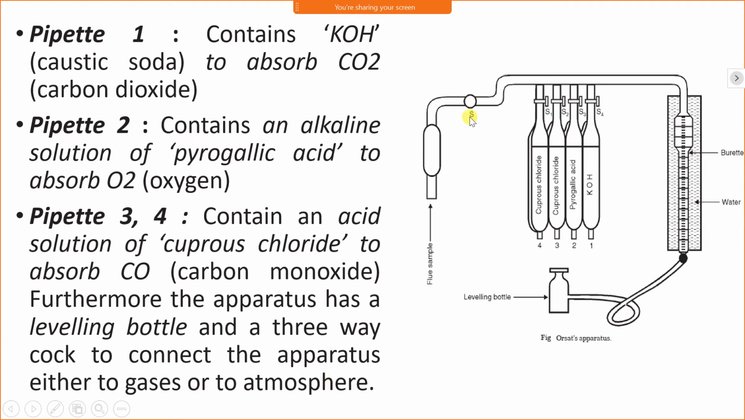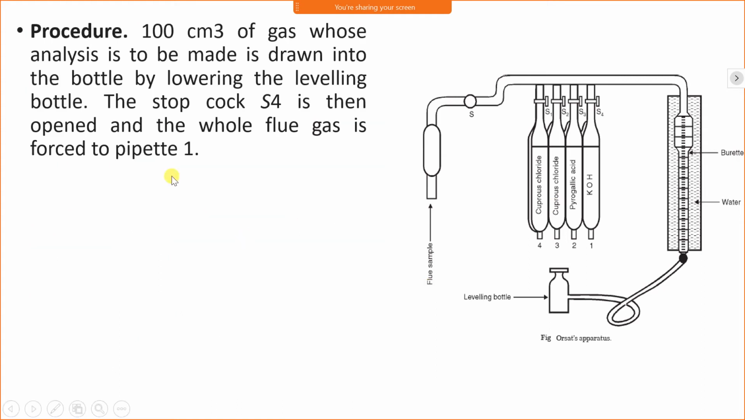This is the valve which connects gas with the atmosphere or the pipette. The procedure for the Orsat analysis: 100 cc, that is 100 cubic centimeter, of gas whose analysis is to be made is drawn into a bottle by lowering the leveling bottle. This is when the exhaust gas enters from this direction, this bottle is lowered.